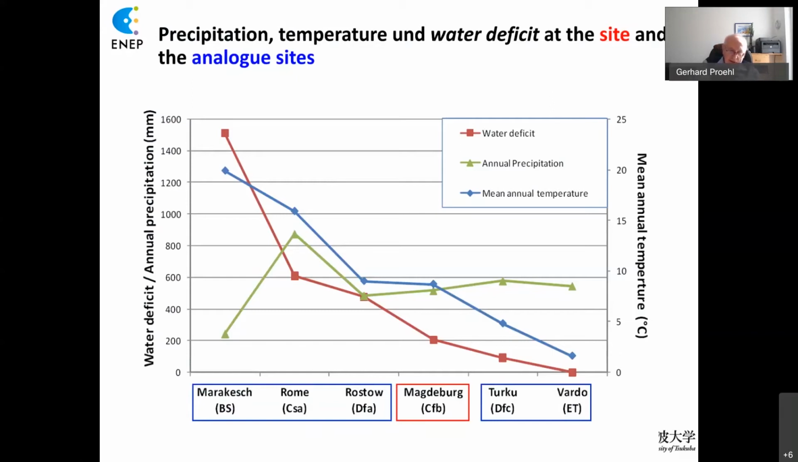The water deficit is highest in Marrakesh, this is the steppe, the hottest site we have looked at. And it decreases continuously from Rome if you go further north, because temperatures go down. In Marrakesh, for plant growth all around the vegetation period, there's a water deficit of 1500 millimeters. And in the north, there's no water deficit. So you see here a very clear dependency of the water deficit and the climate. And this is important to remind.